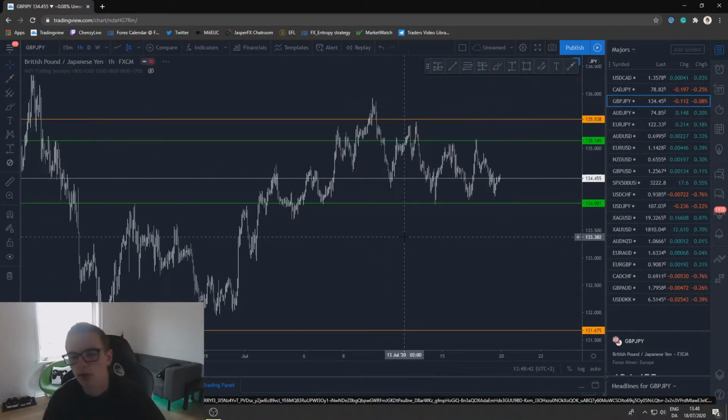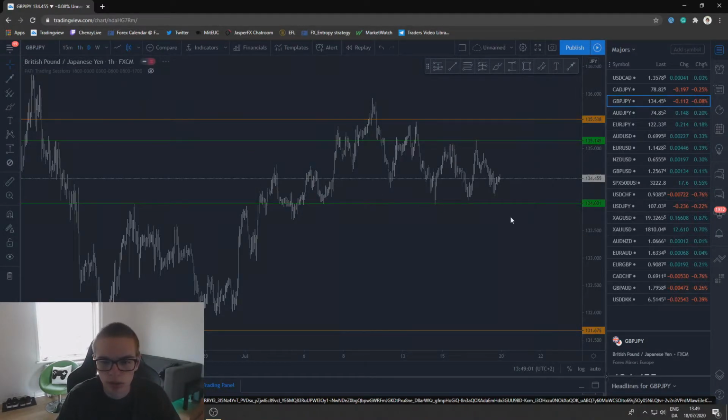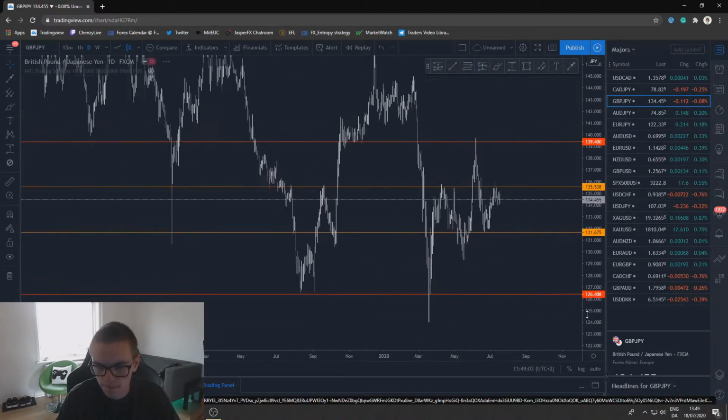Right, and okay. So just drawing the levels is one thing, right? We also have to decide how to act when price gets near one of these levels. So for choosing trades, I go to the daily chart, right?